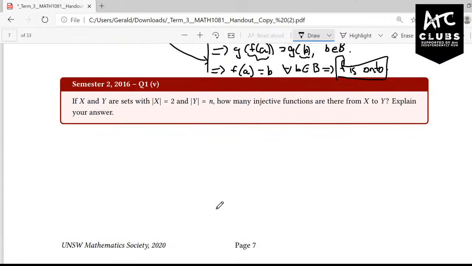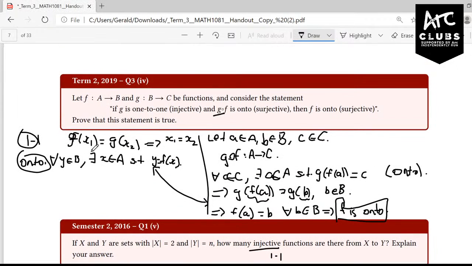Cool. And the last question is, if x and y are sets, how many injective functions are there from x to y? So remember that injective functions really just means 1 to 1. And we looked at the definition of 1 to 1 previously here.